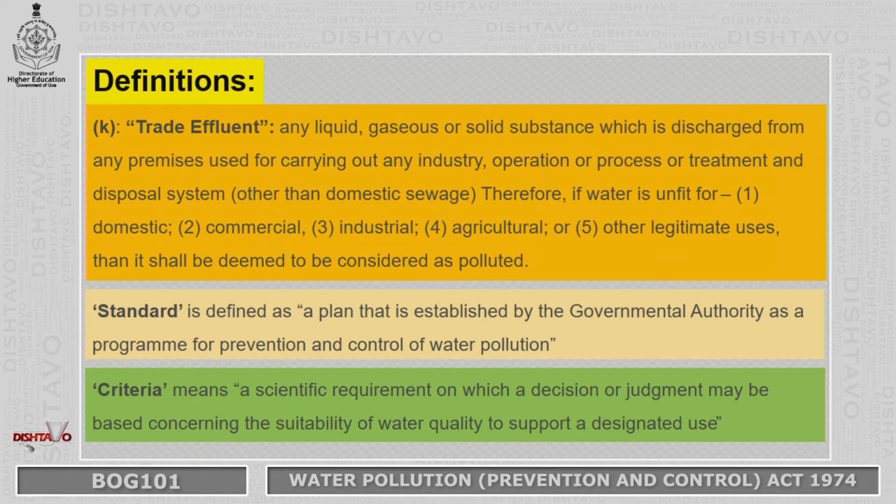So for such reason, there is a standard that is set up by the government authority. It is defined as a plan that is established by the governmental authority as a program for prevention and control of water pollution. Criteria means the scientific requirement on which a decision or judgment may be based. So this criteria is set up by, once again, the authority, the boards, and it is concerning the suitability of water quality, and for such suitability of water, we need the standard to be maintained.